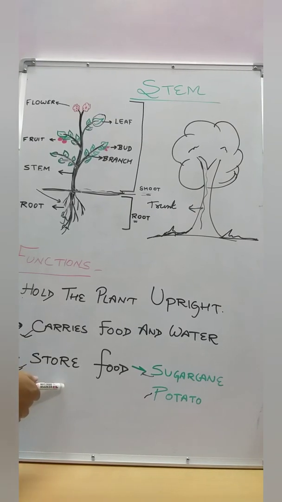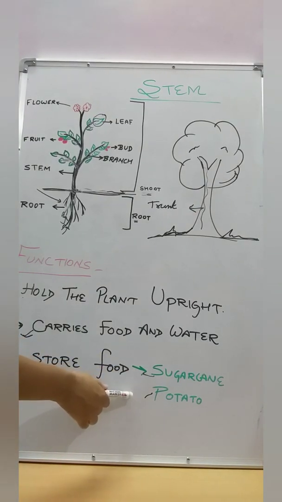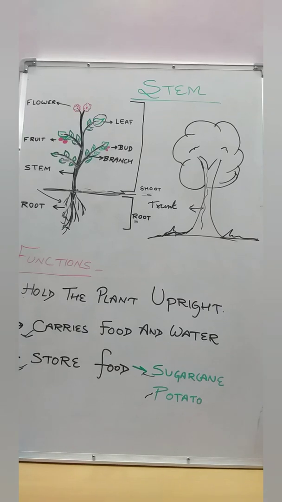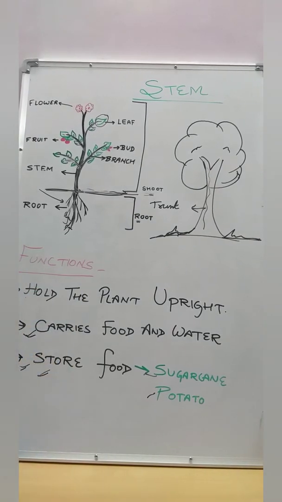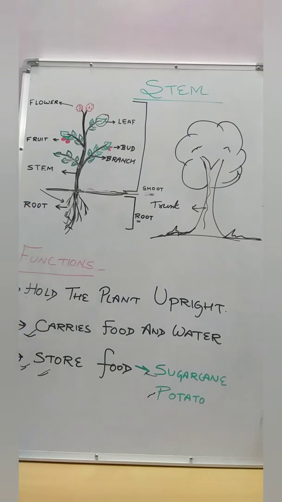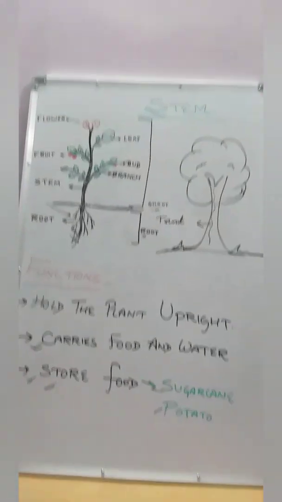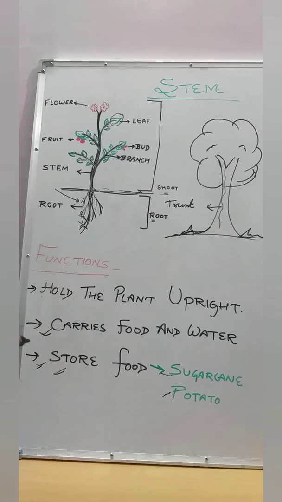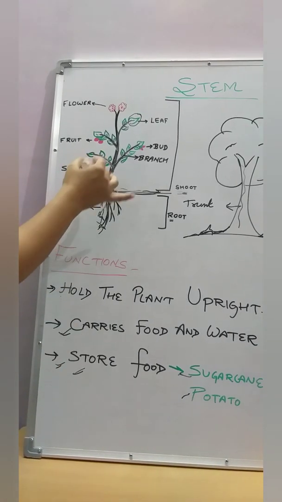Stems of some plants like sugarcane and potato store extra food in them and we eat the stem of such plants. So for today we will complete up to this. Tomorrow I am going to explain leaf, fruits, flower and seeds.